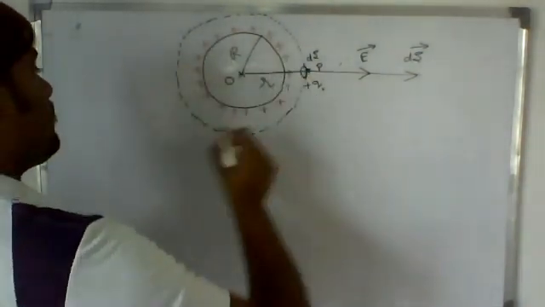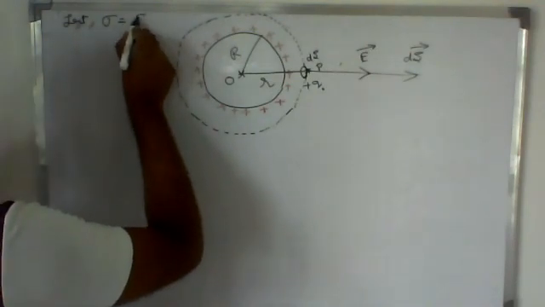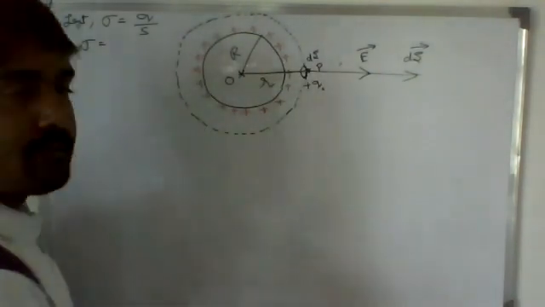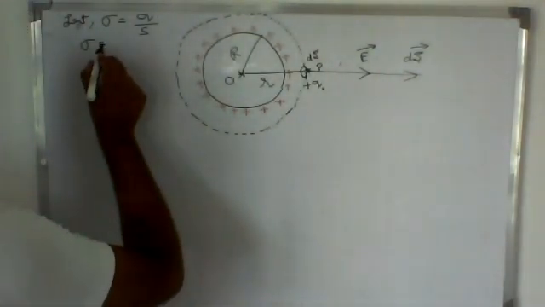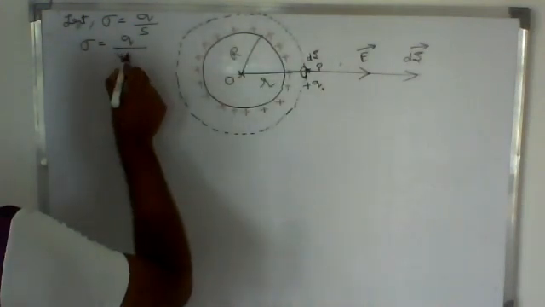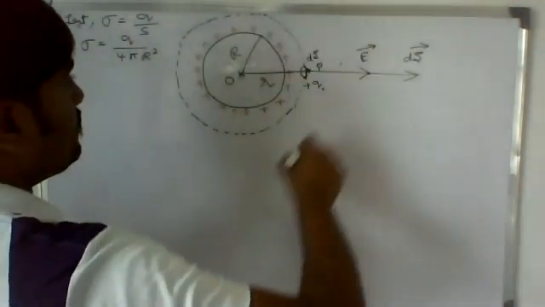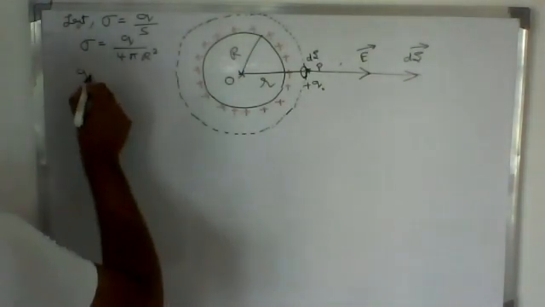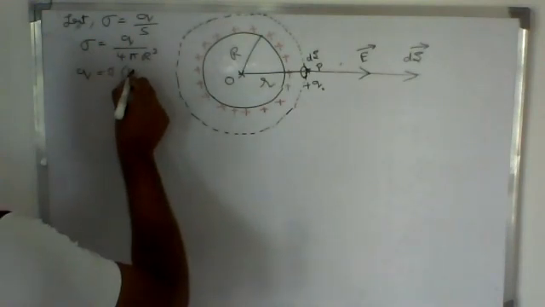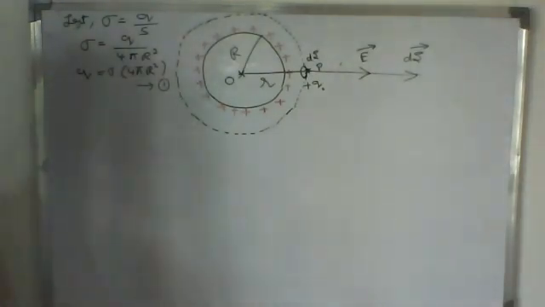The shell has a surface charge density. Let us consider sigma equal to Q divided by S, where S means the total surface area of the spherical shell, that is 4 pi R square. So the charge enclosed by the Gaussian sphere is sigma into 4 pi R square. Call this equation number 1.